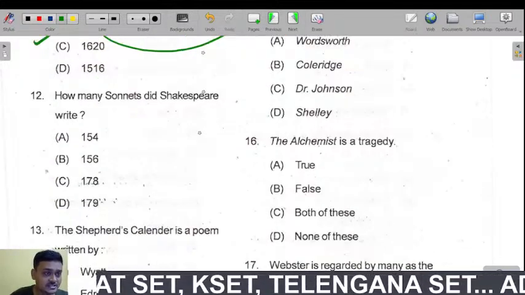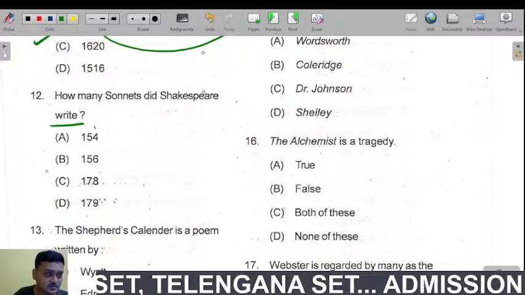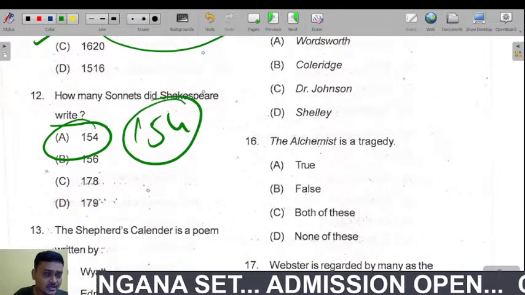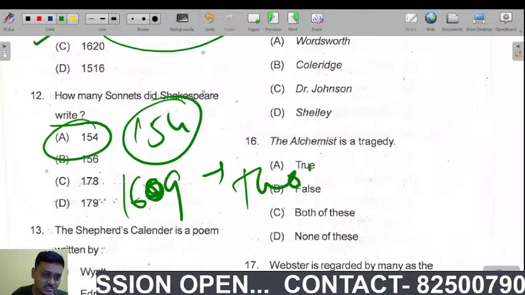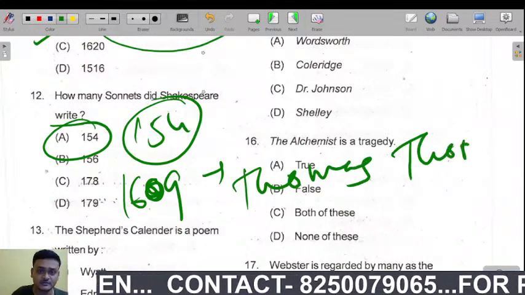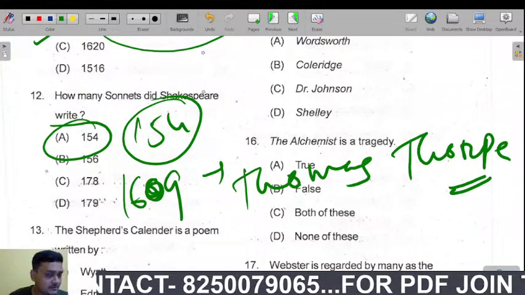How many sonnets did Shakespeare write? Shakespeare wrote 154 sonnets, published in 1609. Published by whom? By Thomas Thorpe.